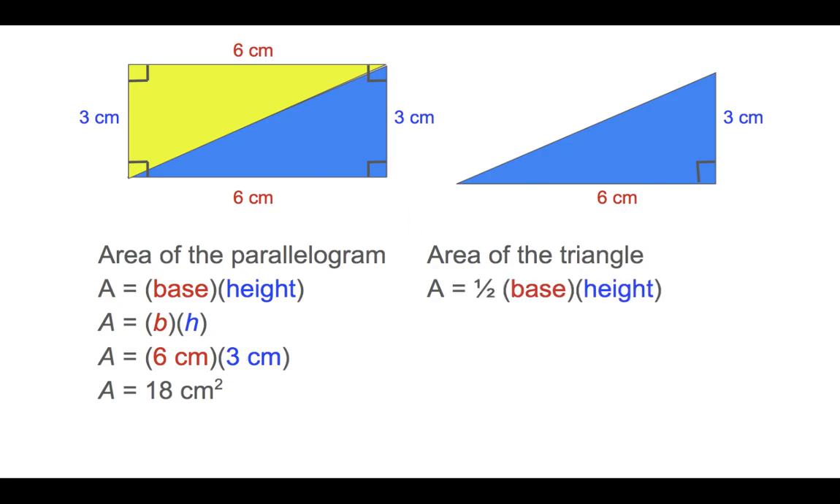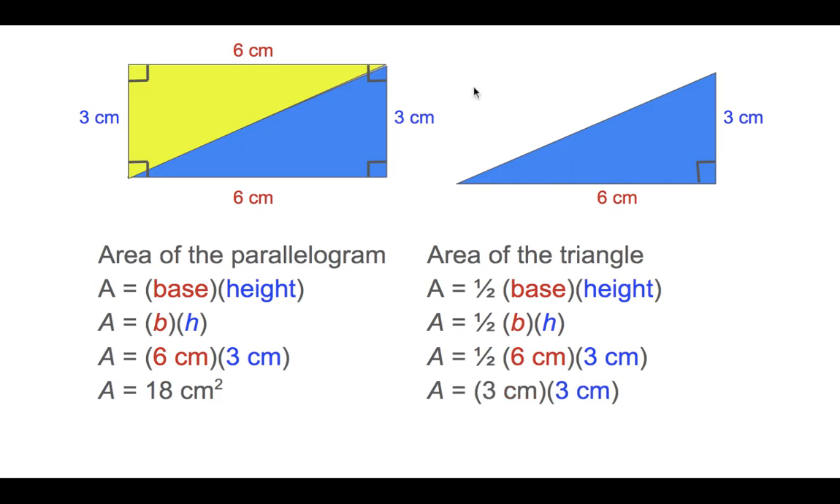So we're going to multiply the base by the height by 1/2. So half the base multiplied by the height. I'm going to put in numbers for my variables. The value for the base is 6 centimeters and the value for the height is 3 centimeters. Half of 6 centimeters is 3 centimeters, and 3 multiplied by 3 is 9. So the area of the triangle is 9 square centimeters, which makes sense because it should be half the amount of my parallelogram, since it takes 2 triangles to make my parallelogram.